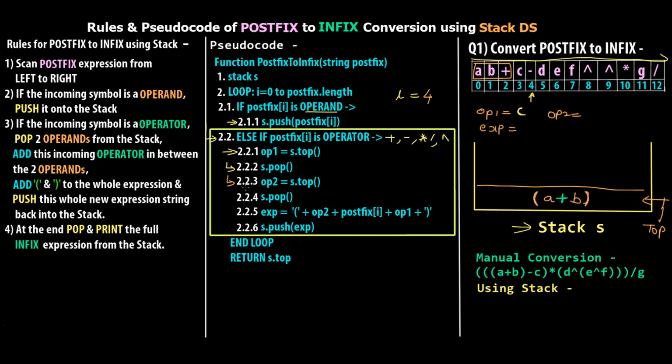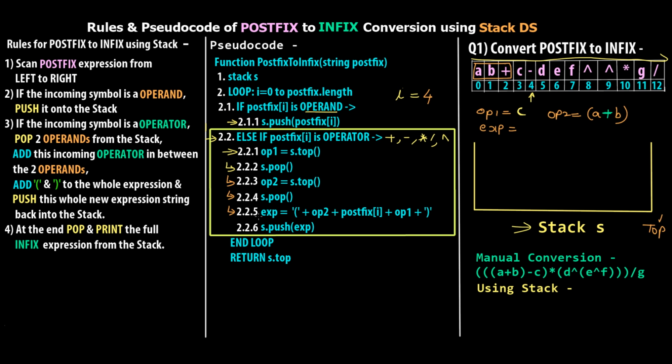So we come at 2.2.3, which says op2 is equal to again s.top. What is s.top? S.top is the bracket, a, plus, b, and the closing bracket. So this becomes operand 2 now. And you can see now operand 2 is a sub expression, which is a sub infix expression. So this can also be considered as an operand. That's what I showed you initially, right? Then we say 2.2.4, which says s.pop. So we remove this entire expression by saying pop. So the stack becomes empty.